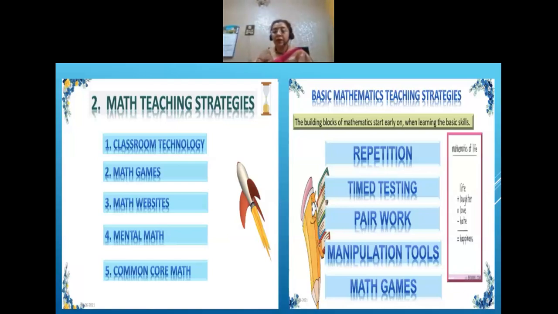important. Then time testing. Many students are good in mathematics, but they answer the questions in such a long manner that they can't complete on time. Pair work.